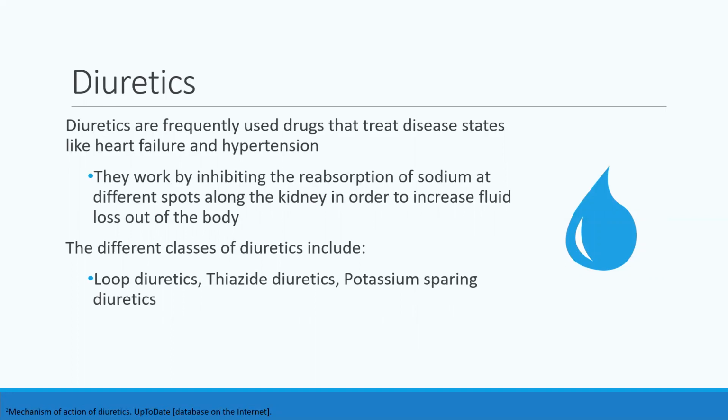So diuretics are frequently used drugs that treat disease states like heart failure and hypertension, and they work by inhibiting the reabsorption of sodium at different spots along the kidney in order to increase fluid loss out of the body. The different classes of diuretics include loops, thiazides, and potassium sparing.